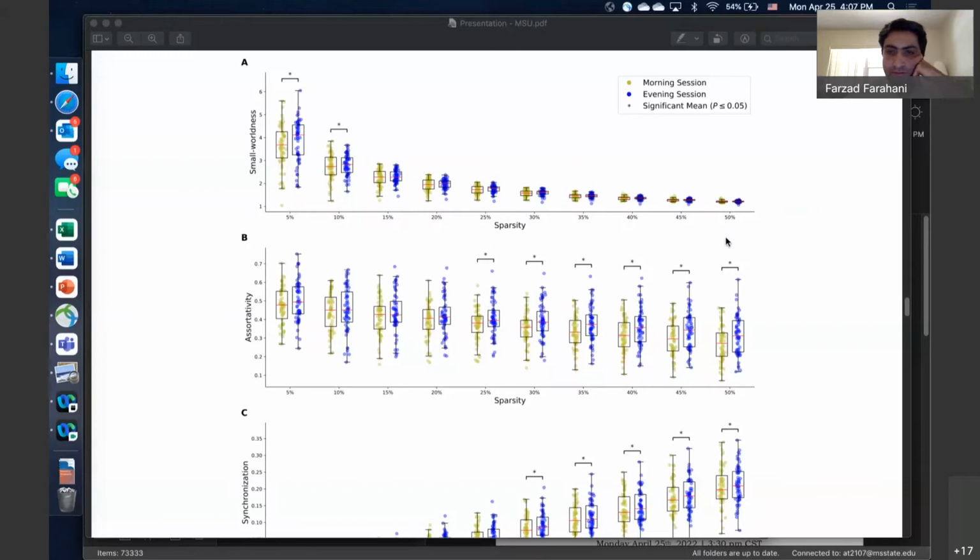Another question we have: 50% of the nodes or the edge. These are about nodes, 50% of the nodes. But in relation to nodes, we will lose many of the edges. But this sparsity is defined based on the number of nodes.